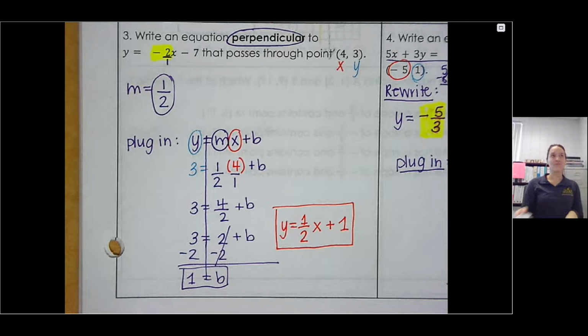All right, check your number 3 at least. y equals 1/2 x plus 1. So be really careful with your slope. This is a perpendicular problem, which means you must change your slope to be the opposite reciprocal. If you kept it as a -2, then you wrote the equation of a parallel line, not a perpendicular line.